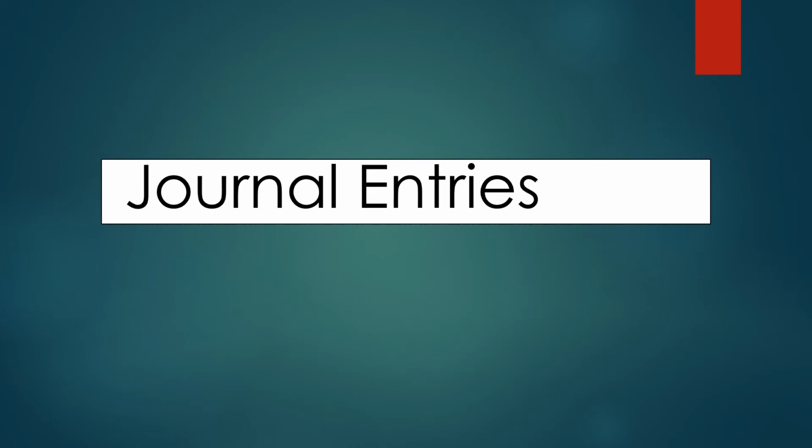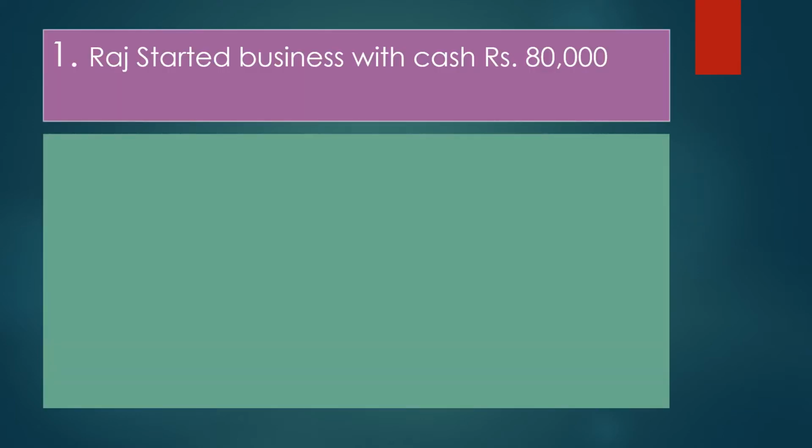Hello everyone. Today we are going to see journal entries. Now let us see what are those journal entries. This is the first slide showing the first transaction for today. That is, Raju started business with cash rupees 80,000.